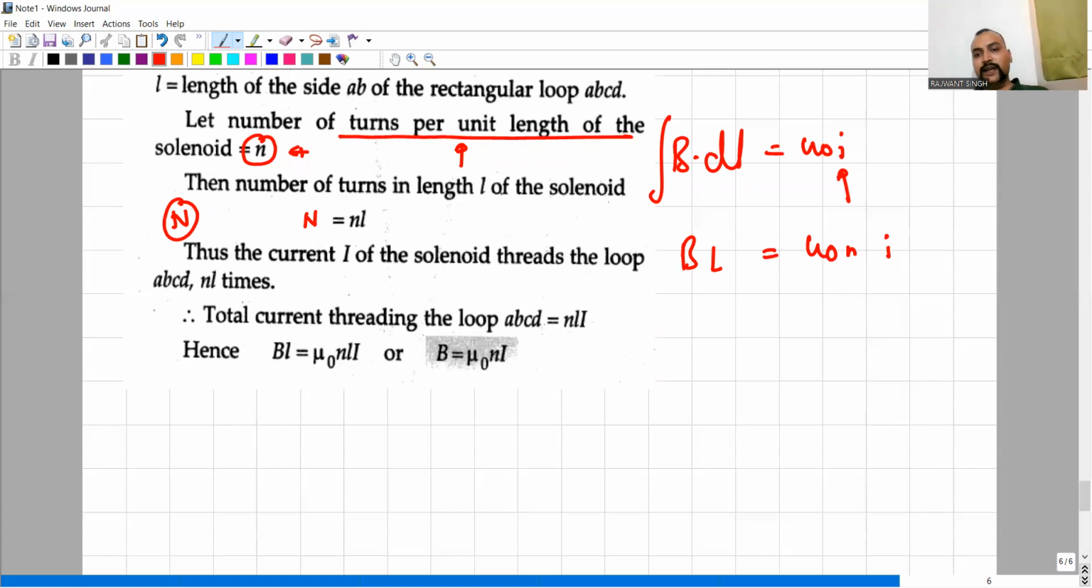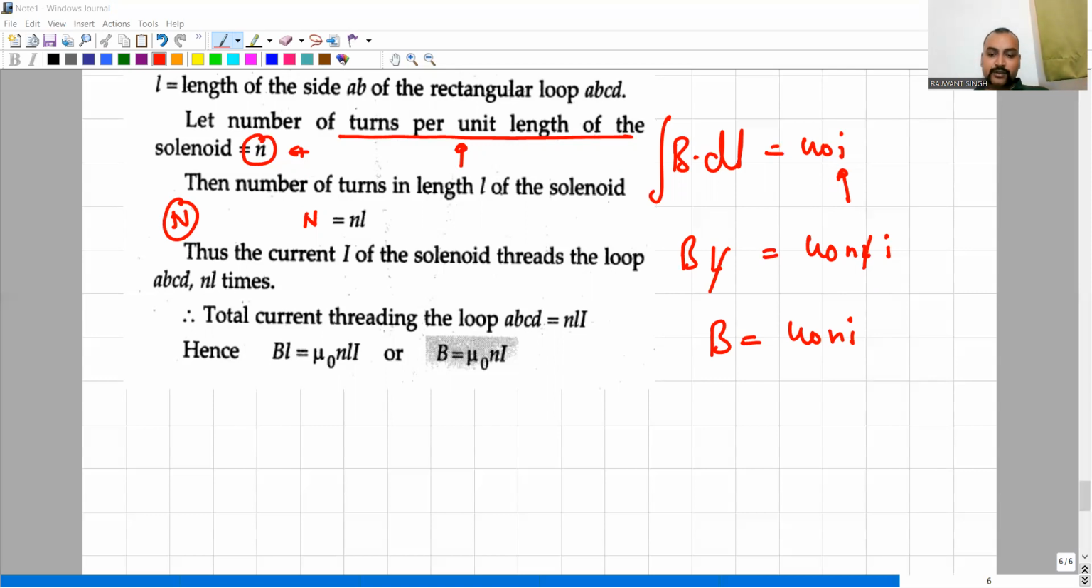So this here will become n times L. L will cancel from both sides, and B will be equal to mu naught times n i. Okay, that's your very simple formula. Go through this derivation again. This is a very common and very popular derivation for board exams.